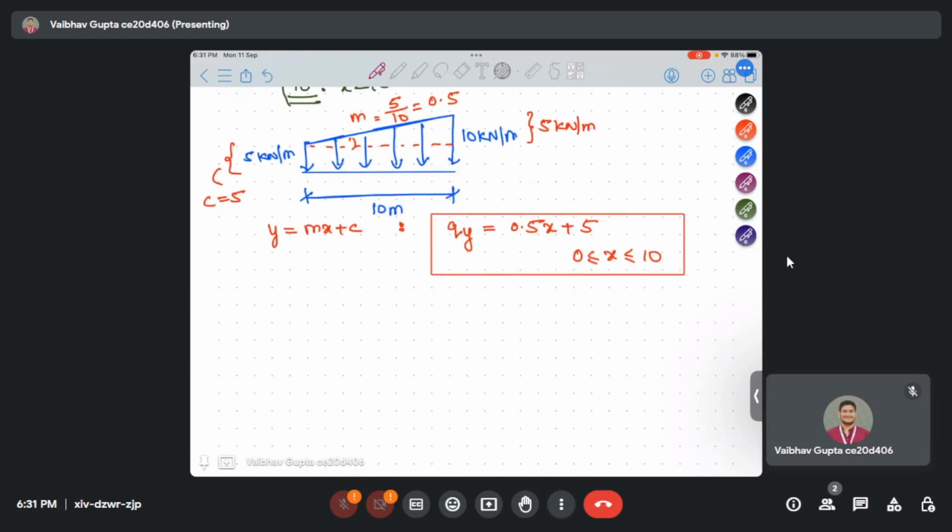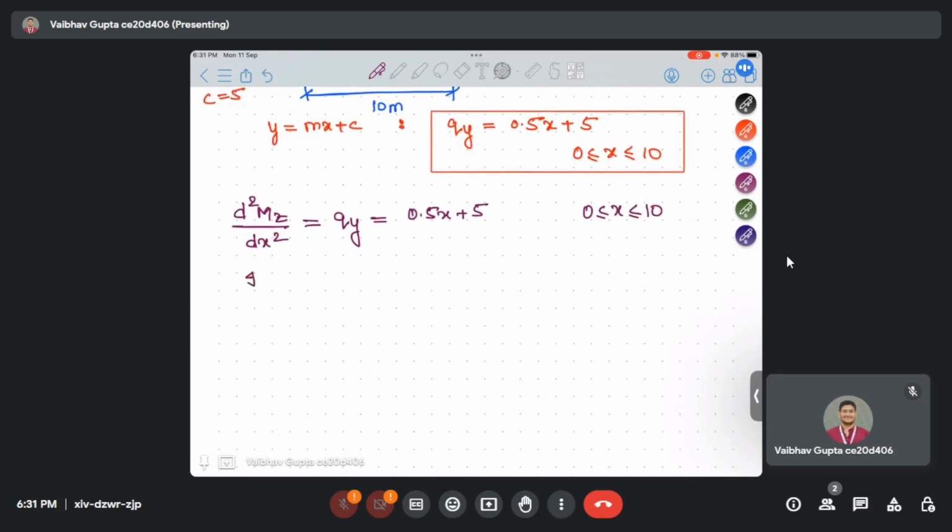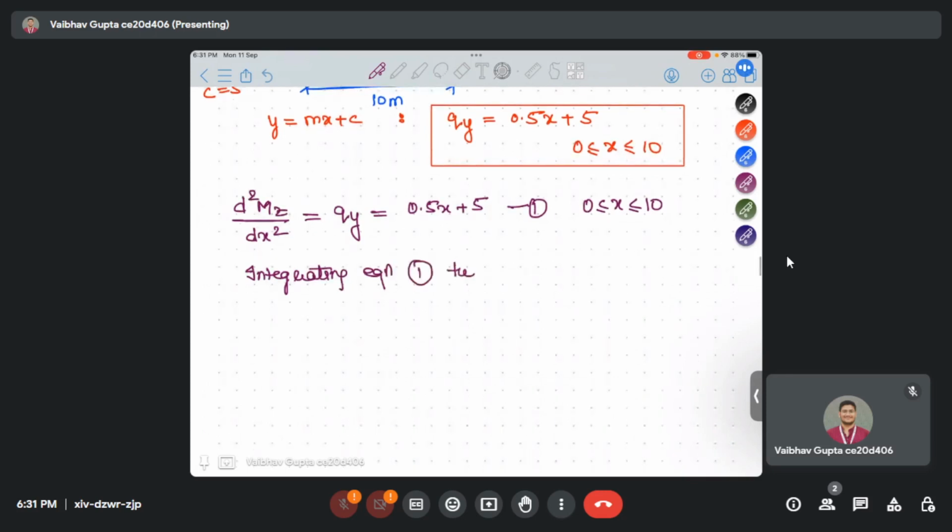What is the formula? d2Mz by dx square is nothing but equal to Qy, which is now equal to 0.5x plus 5, where x varies from 0 to 10. This is the expression. Now integrating, I write this expression as 1. Integrating equation 1 twice to get Mz.